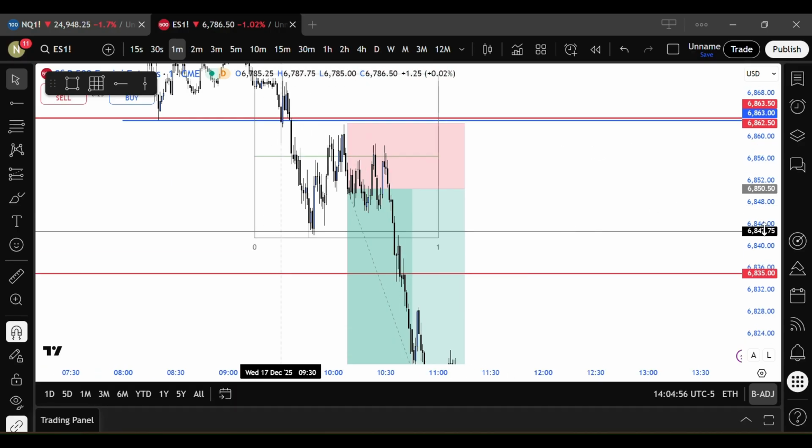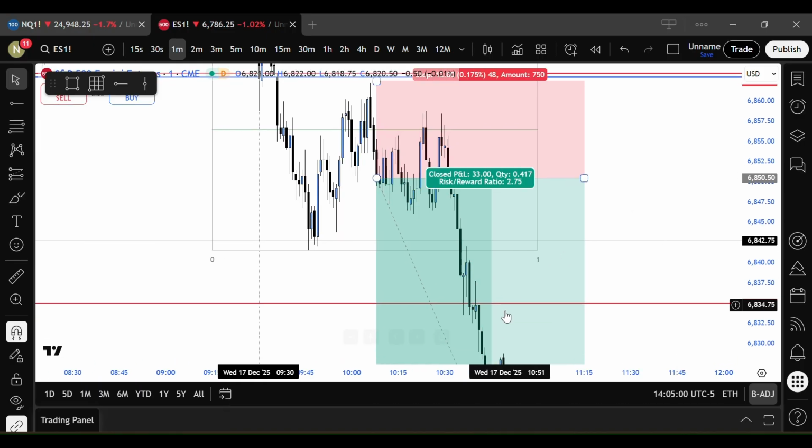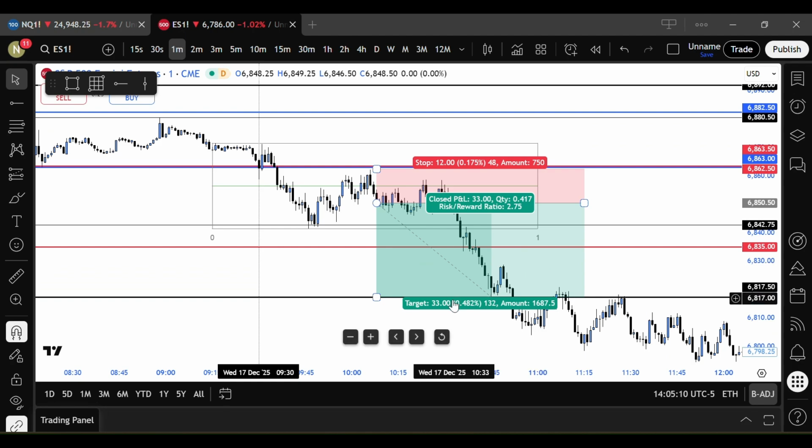I actually took the trade on the S&P 500 because it had easier draws to these lows that NASDAQ already took out, these Asia lows right here. So that's why I traded the S&P, and we ended up going down to these lows here.